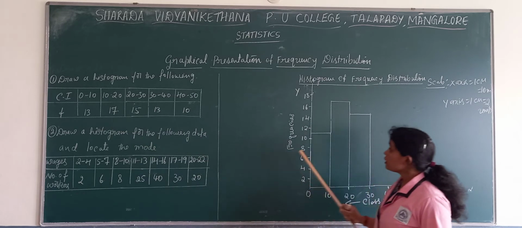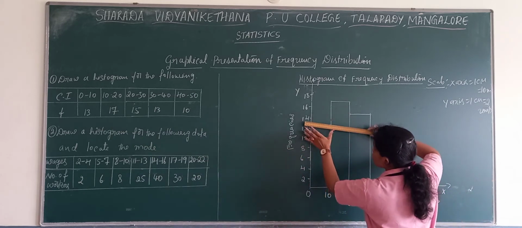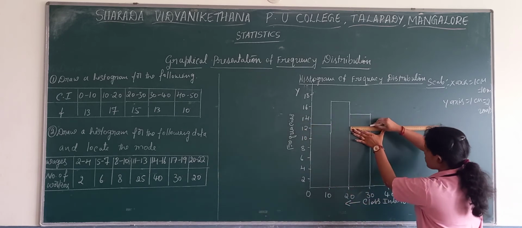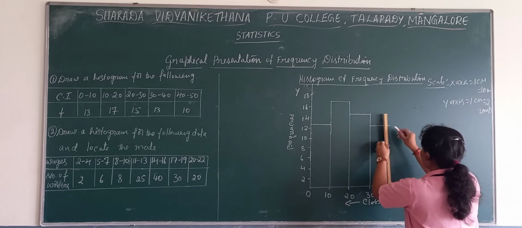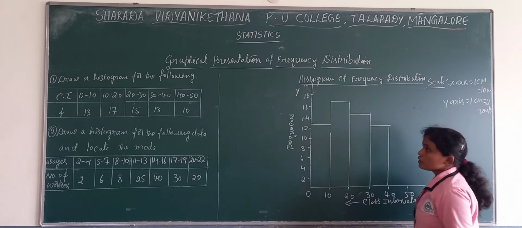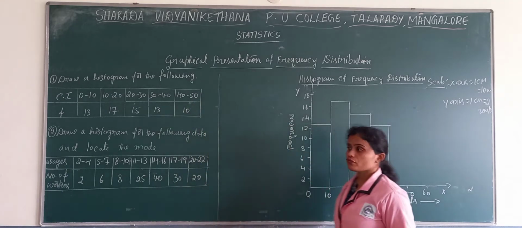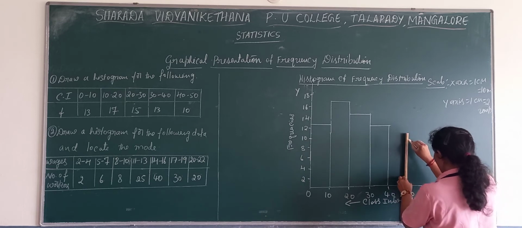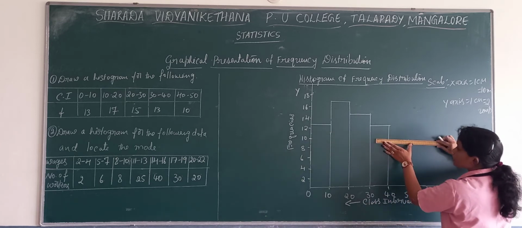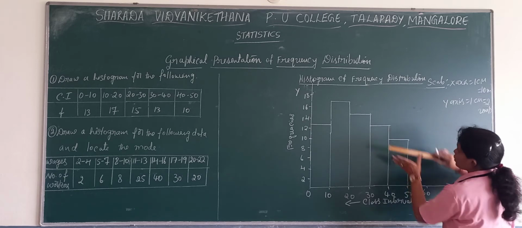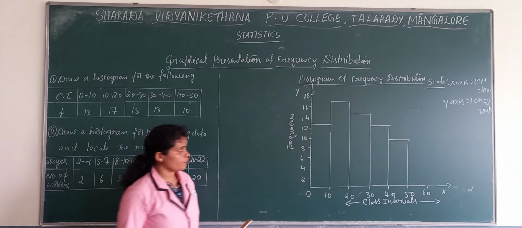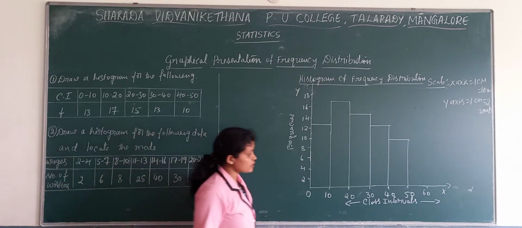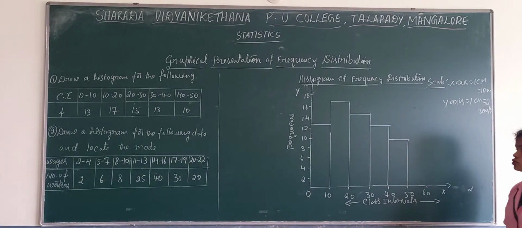First one, sorry, see there. First one, it is up to 13. Next, here also it is 13, 30 to 40. Then 40 to 50, it is 10. So this is a histogram. No need to shade anything, no need to write an index. So this is about the histogram.